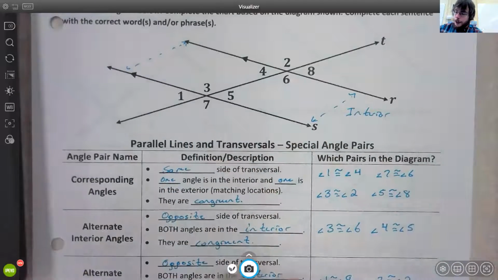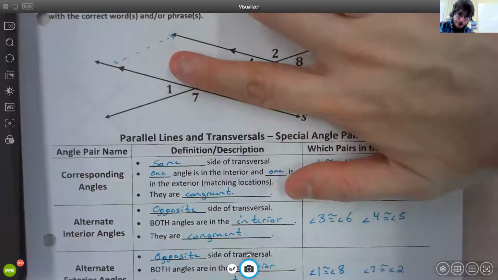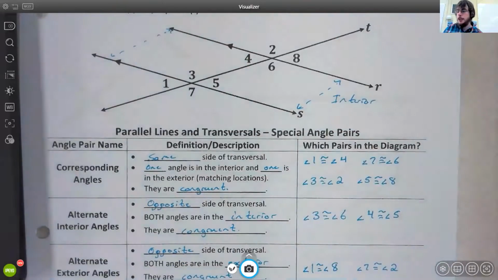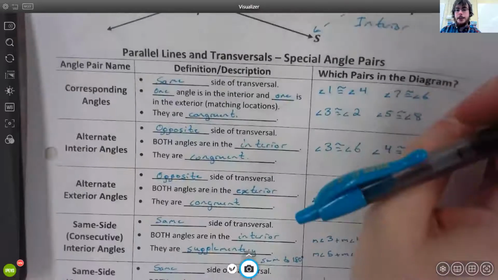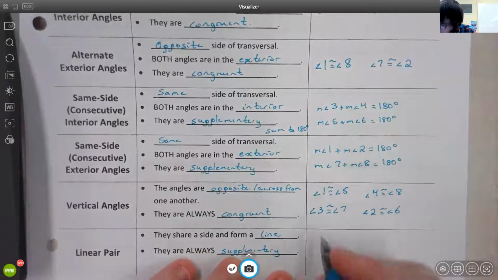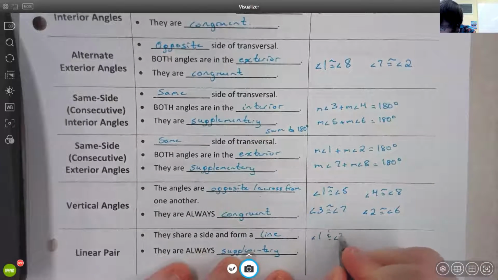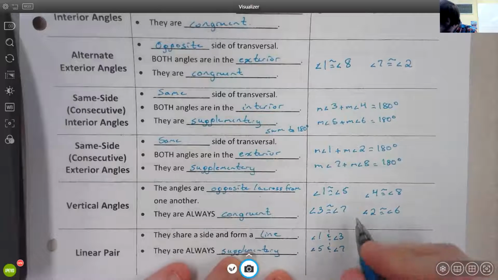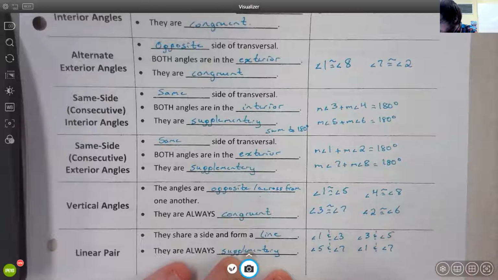Do you see how if I covered up the line here, or covered up those other two angles, we can see the angles 1 and 7 form a line. So angles 1 and 7 form a line. Now I'm just going to list these out. You can verify them at your leisure, but we have angle 1 and angle 3. We have angle 5 and angle 7. Angle 3 and angle 5. And angle 1 and angle 7.